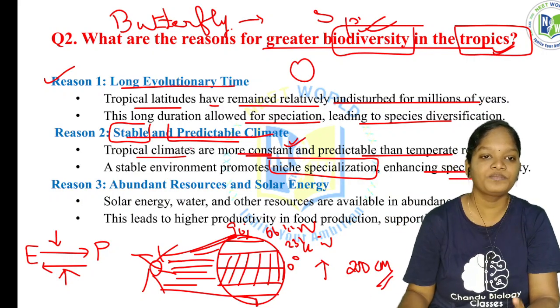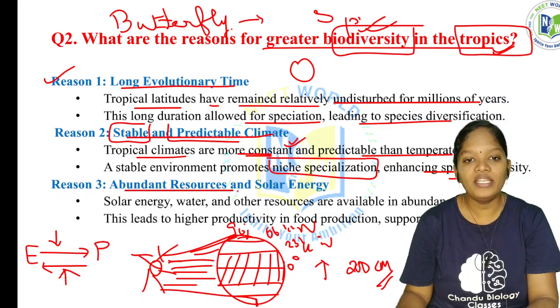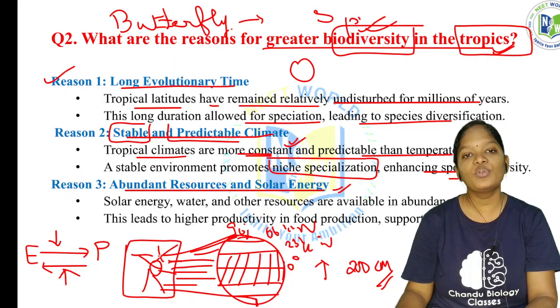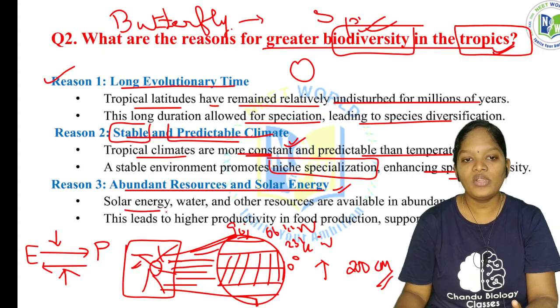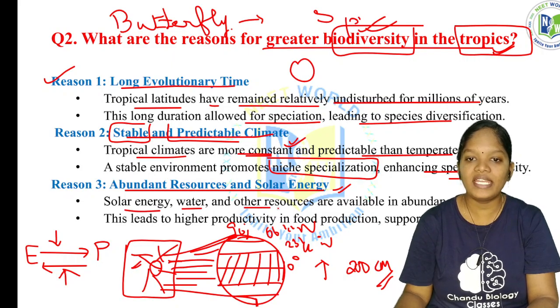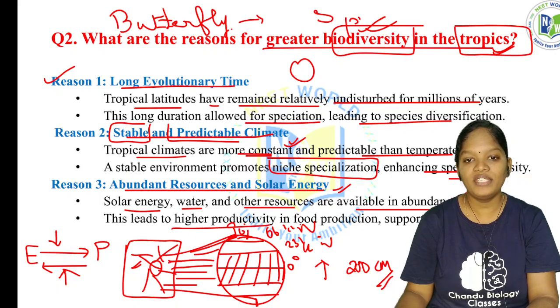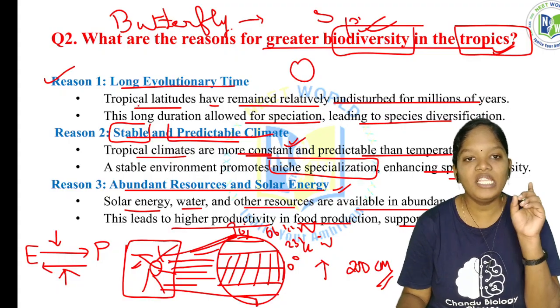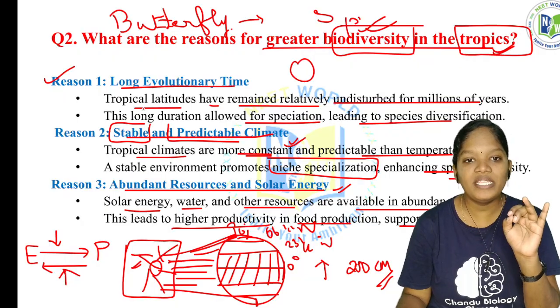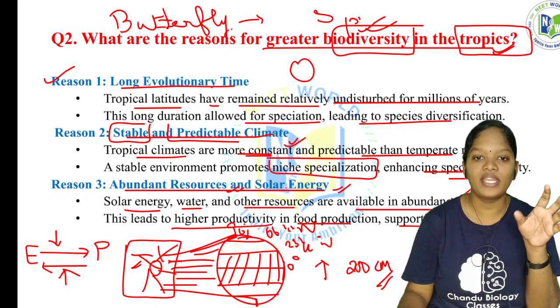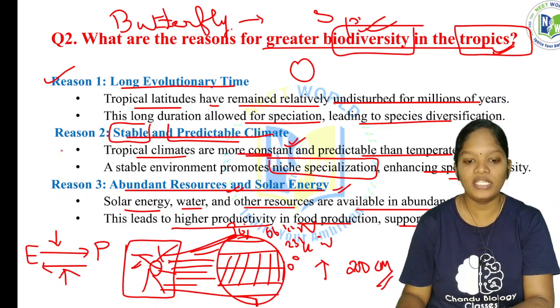Now the third reason: abundant resources and solar energy. As I said, the ultimate source of energy is the sun. Solar energy, water in the form of rain, and other resources are available in abundance. This leads to higher bioproductivity in food production, supporting greater biodiversity. So the first reason is longer evolutionary time, the second is stable predictable climate, and the third is abundant resources and solar energy. These three are the most important reasons for greater biodiversity in the tropics.